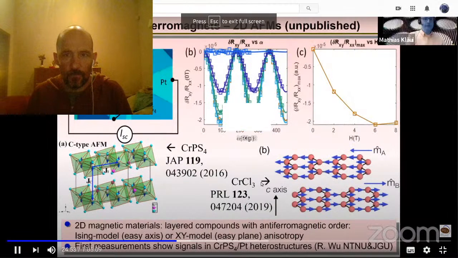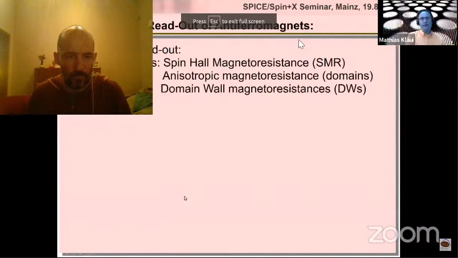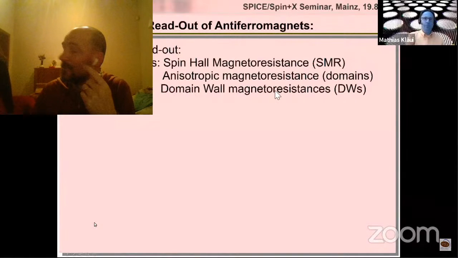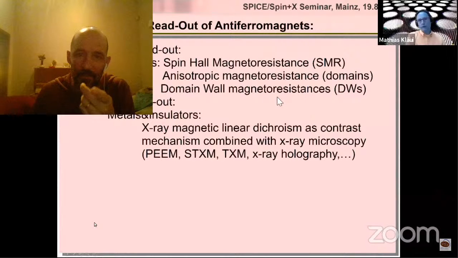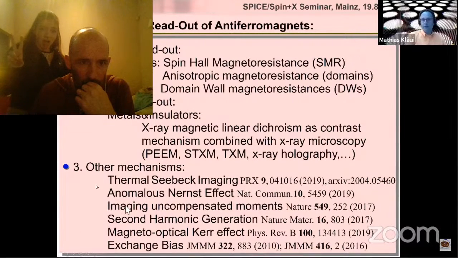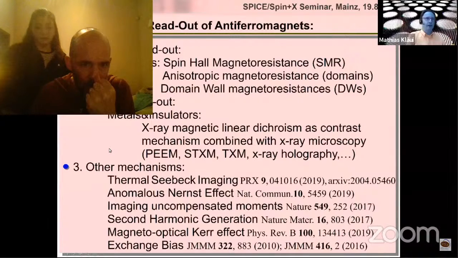So to sum this up, electrical readout is possible in insulators using spin-Hall magnetoresistance, and in metals using anisotropic magnetoresistance and domain wall magnetoresistance. And for imaging, we can get readout by X-ray magnetic linear dichroism as a contrast mechanism. But there are also other mechanisms that I didn't introduce today, but that are quite important, such as thermal spin-Seebeck imaging, anomalous Nernst effect, imaging uncompensated moment, second harmonic generation, magneto-optical Kerr effect, exchange bias, and so on. So there are a lot of ways to read out antiferromagnets, but it's important that we can do that electrically.